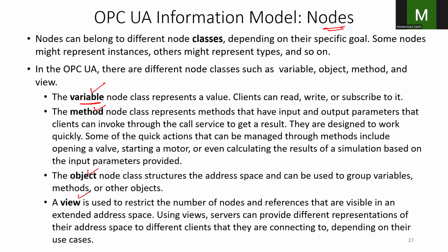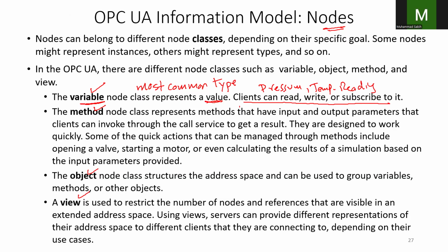In the case of the variable, this is the most common type of node, and it represents a value, for example a pressure or a temperature reading. The clients can read, write, and subscribe to this node to get updates.